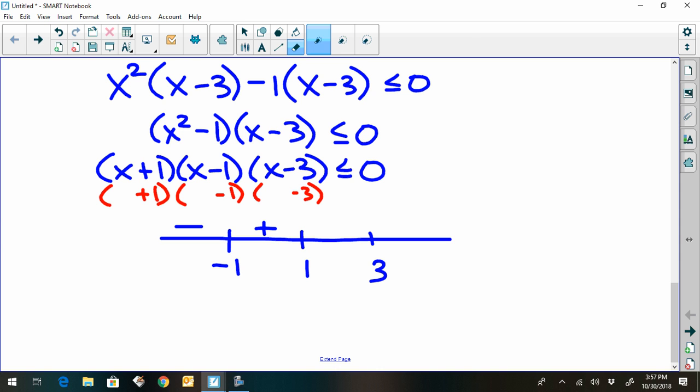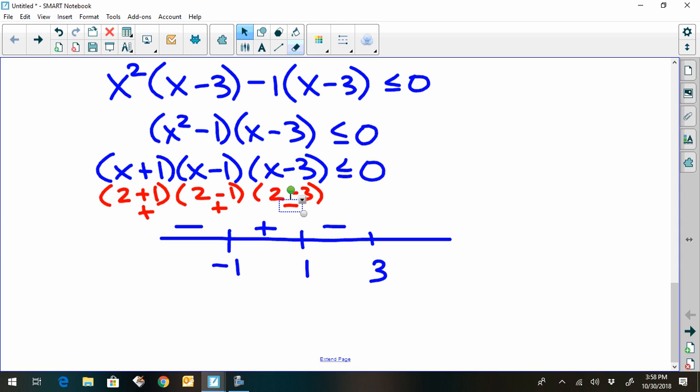All right, now let's try another number. Between 1 and 3. I like whole numbers, so I'm going to go with 2. So I'm going to plug 2 in here, 2 in here, 2 in here. So 2 plus 1 is positive. 2 minus 1 is positive. And 2 minus 3 is negative. So a positive times a negative, we'll get a negative value in that interval.